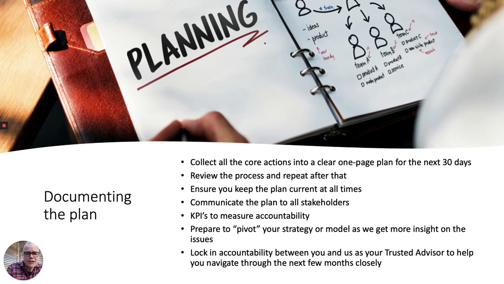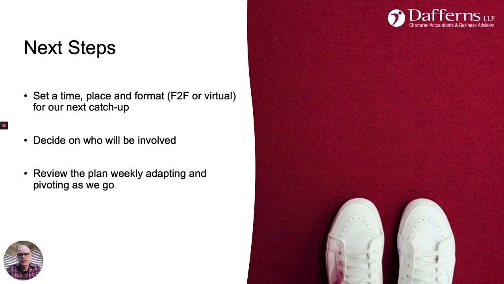The final part is to collect all the core actions into a clear one-page plan for the next 30 days. Reviewing the process to ensure we keep the plan current at all times and preparing to pivot your strategy as we get more insight on the issues. Locking in accountability between you and us as your trusted advisor to help you navigate through the next few months. So please get in touch to arrange a catch-up by Zoom, FaceTime, WhatsApp or phone.